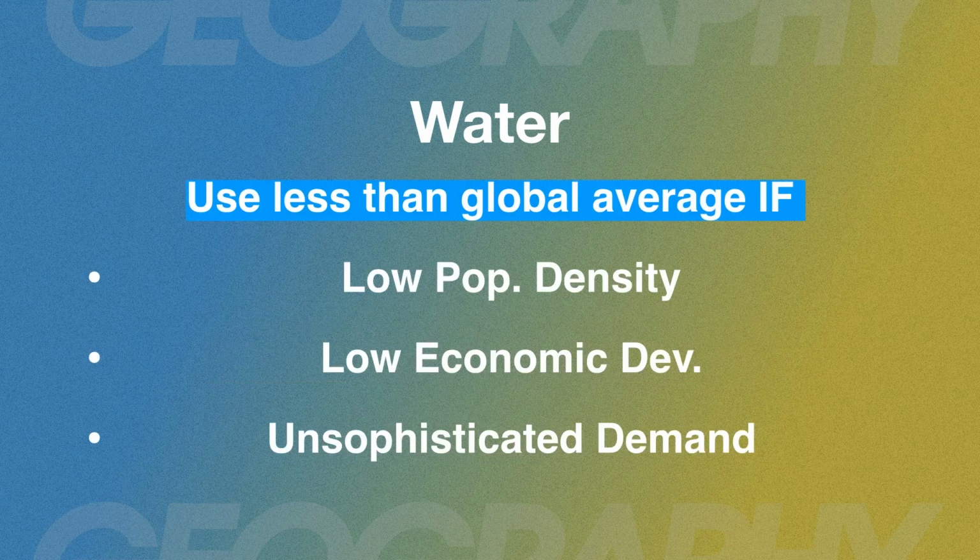Now, countries can use less than the global average if they meet one of these 3 conditions. They have a low population density, they're not as economically developed as some other countries, or they have an unsophisticated demand, and that leads us into virtual water, which I'll talk about later.